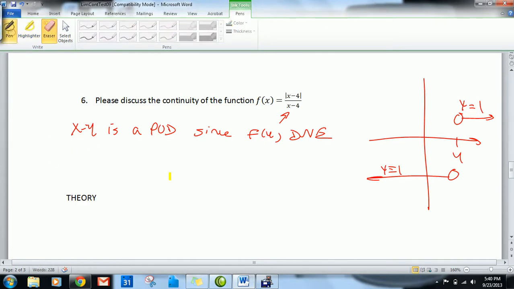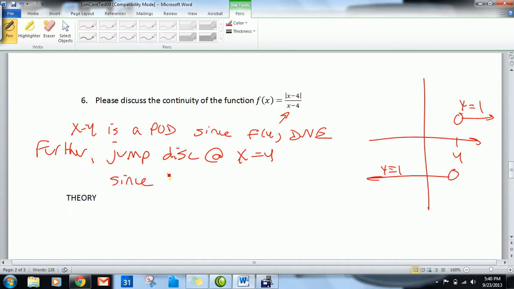We have a jump discontinuity because why? That's right. We have a jump discontinuity at 4, since we have two limits, both of which exist but they're different. The limit as x is going to 4 from the left is negative 1, which is not equal to the limit as x is going to 4 from the right, which is positive 1.